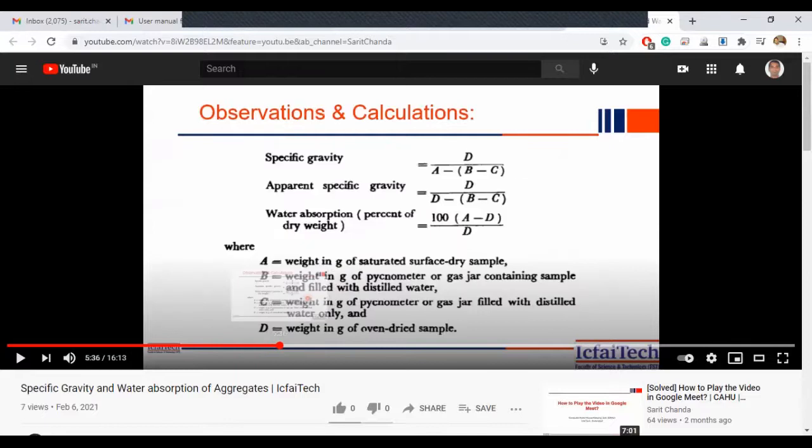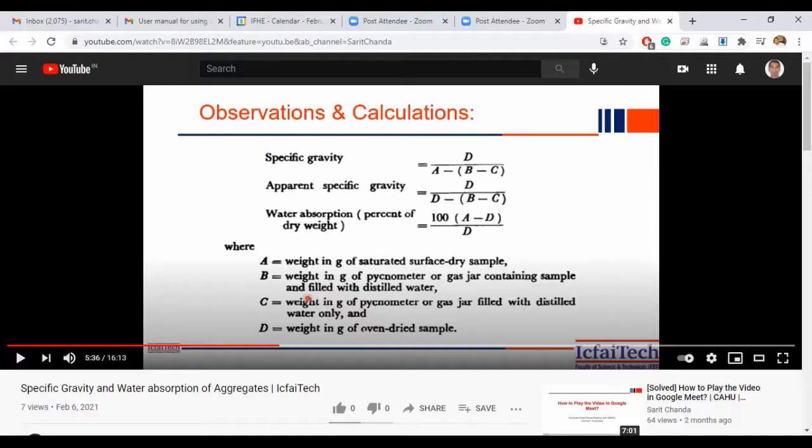Yes, the process is very simple. Basically, we have to find these four quantities: A, B, C, D. What is A? Initially we took the sample and sieved it, right? In the range of 10 mm to 4.75 mm and 2.36 mm, we collected the aggregate. We took 500 gram of sample, checked it on the balance, and took 500 gram.